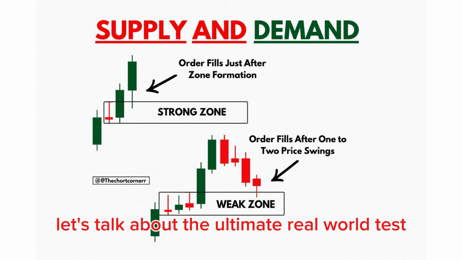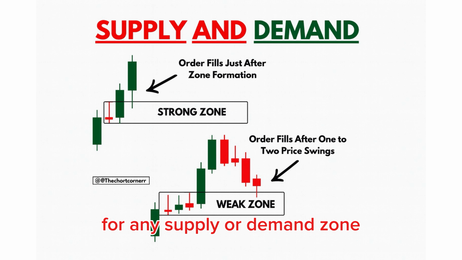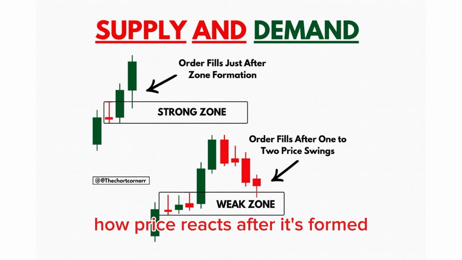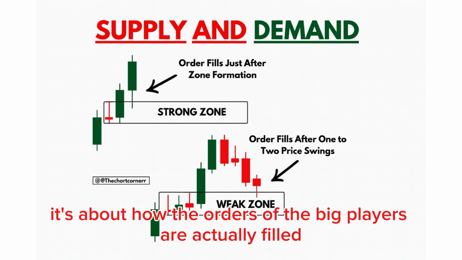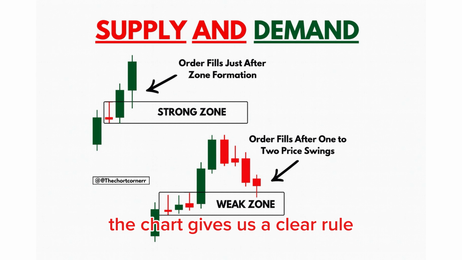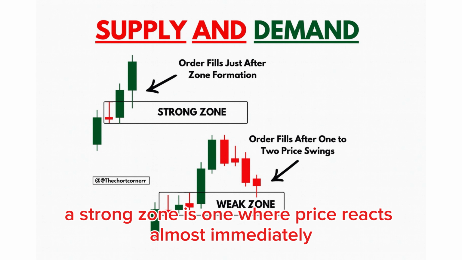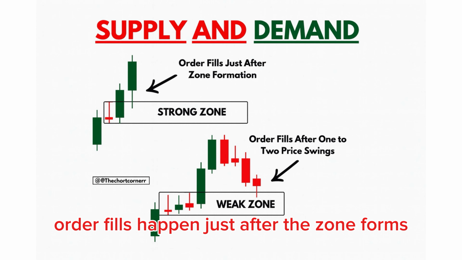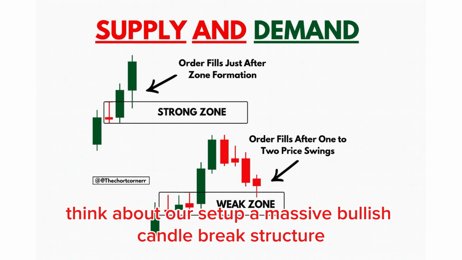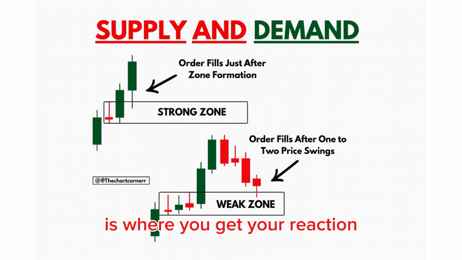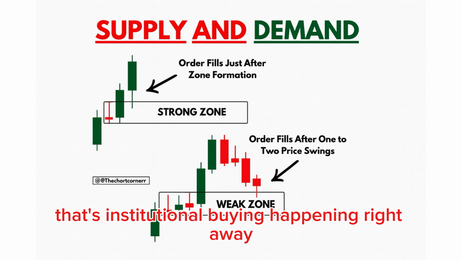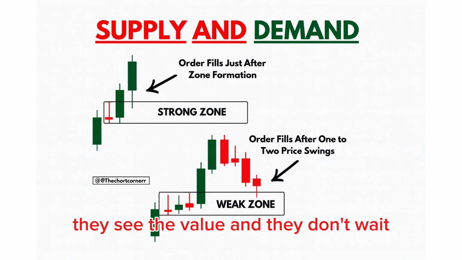Let's talk about the ultimate real-world test for any supply or demand zone: how price reacts after it's formed. This isn't just theory. It's about how the orders of the big players are actually filled. The chart gives us a clear rule: a strong zone is one where price reacts almost immediately. Order fills happen just after the zone forms. Think about our setup: a massive bullish candle breaks structure, and then the very first pullback into that new demand zone is where you get your reaction. That's institutional buying happening right away. They see the value, and they don't wait.